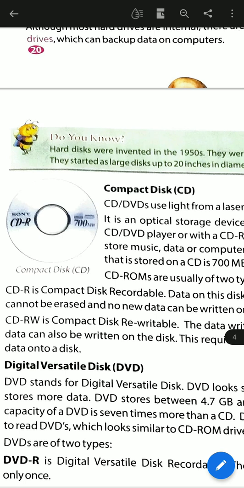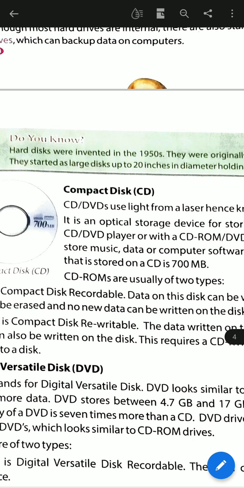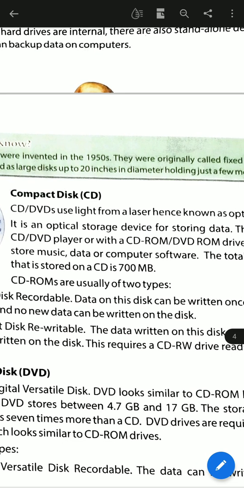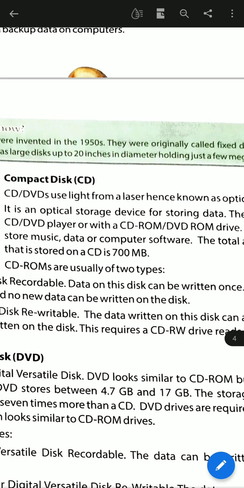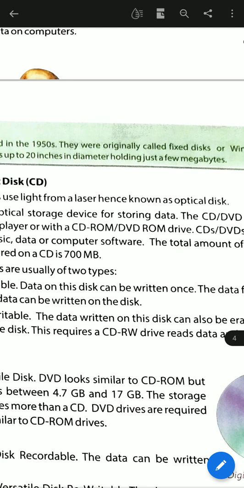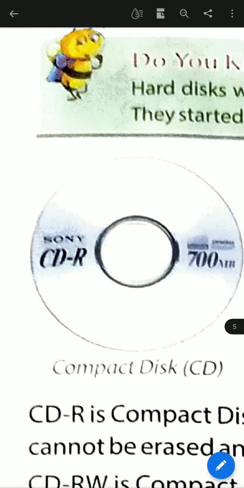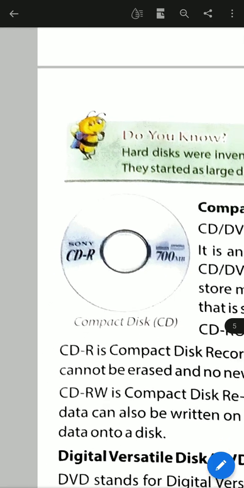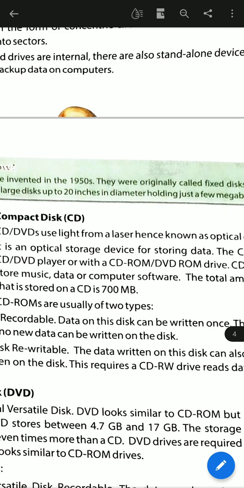Our next topic is CD. The full form is compact disc. CD and DVD use light from a laser, and that is why they are called optical discs. This is your CD, students. It is an optical storage device for storing data.